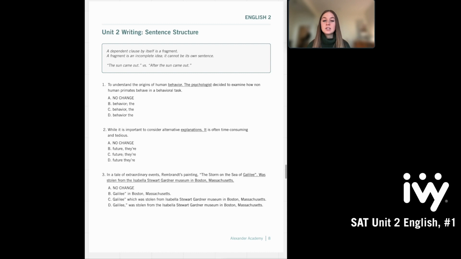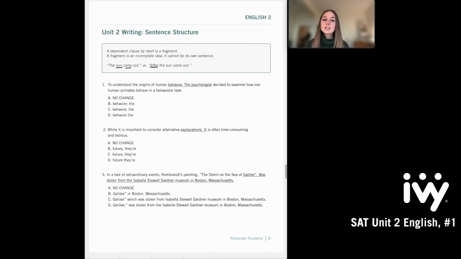So consider the distinction between these two examples. First, the sun came out. We'd have a subject and a verb, and this expresses a complete idea, and thus is a full sentence. We can compare this to after the sun came out. The addition of the word after here makes this a fragment. Therefore, this cannot stand on its own as a sentence.